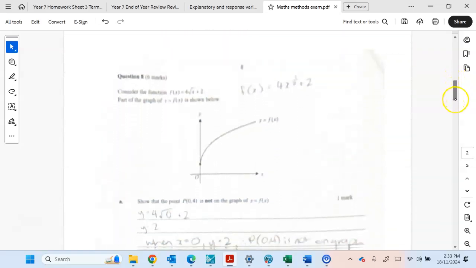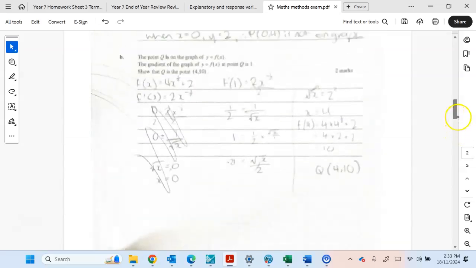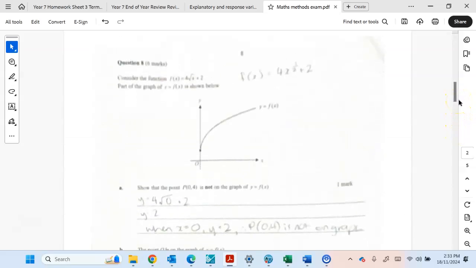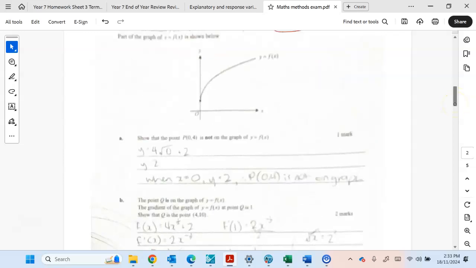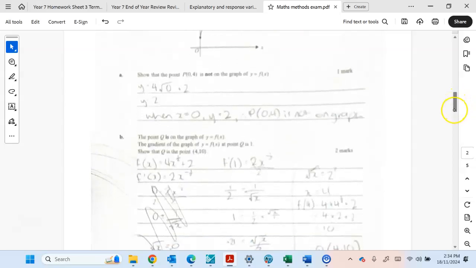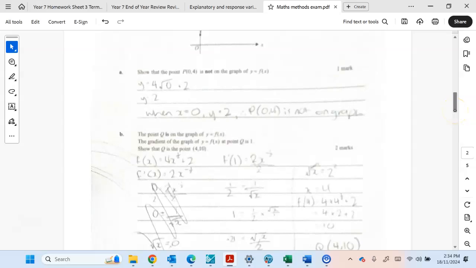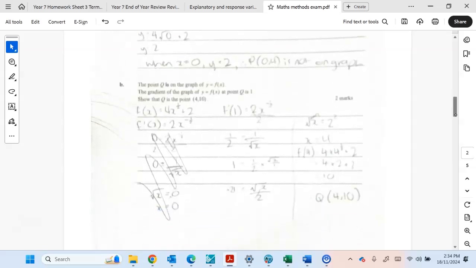All right, going on to question 8, which is not the best to see, but anyway, I'll give it a go. Consider the function. Okay, so I think this is 4 root x plus 2, judging by what you've written here and by the graph. All right, show the point is not on the graph, so just substituting it, which is I think what you've done. All right, the point Q is on the graph, the gradient of the graph, oh gosh, show that Q is the point 4, 10. Okay, well you've done that.